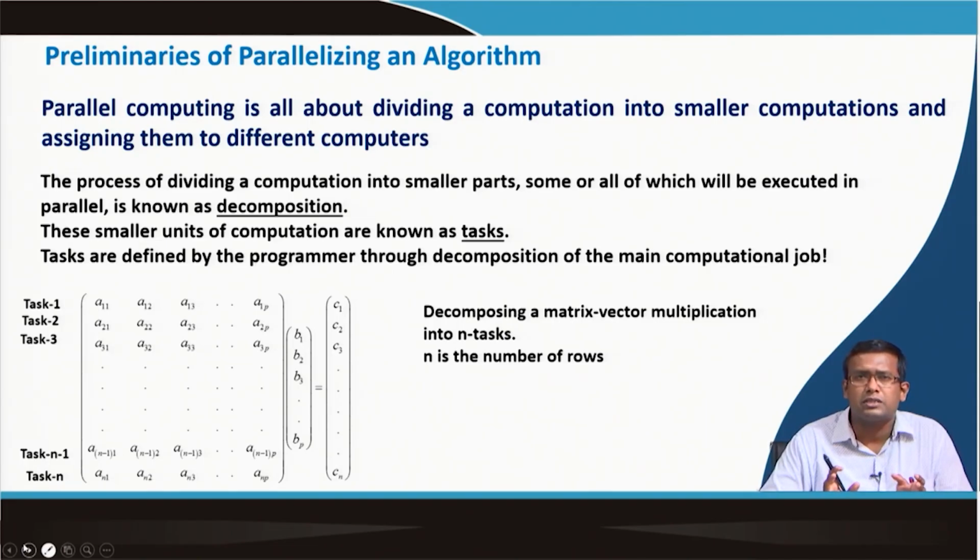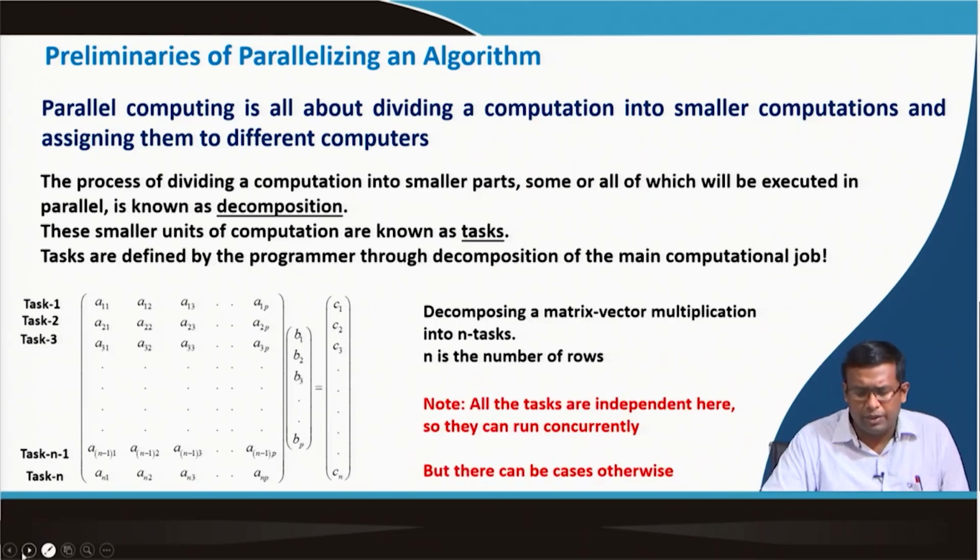The number of tasks is the number of independent instructions that I can find in the process, and that is called the decomposition: taking the main computation and decomposing it into a number of tasks.